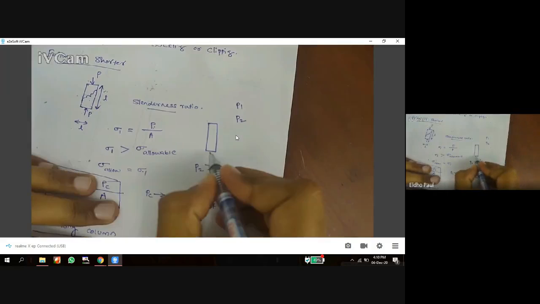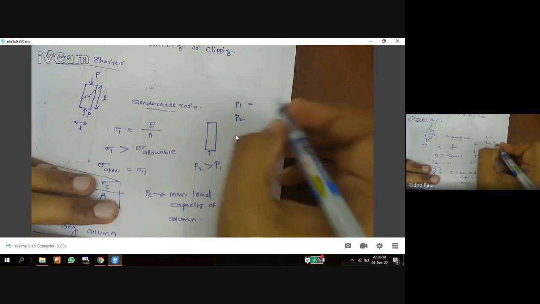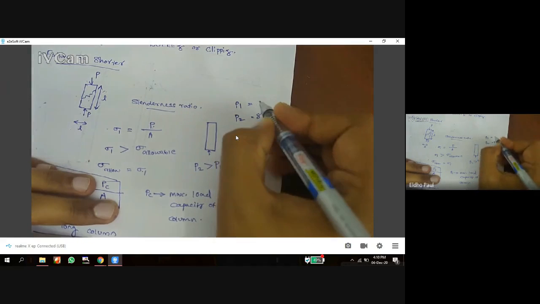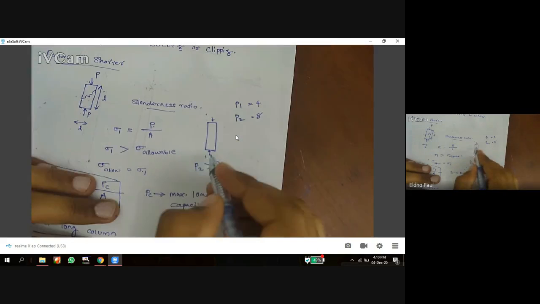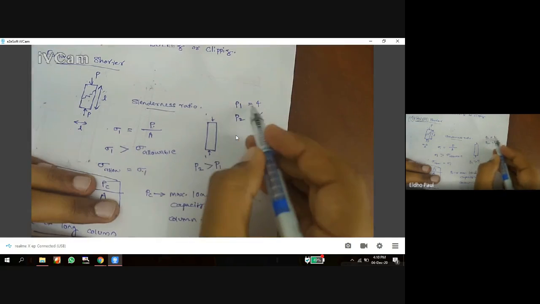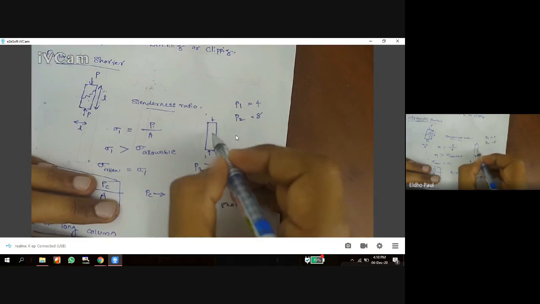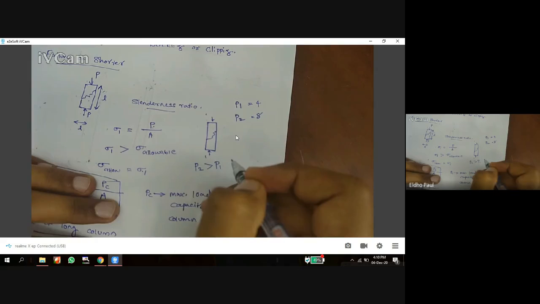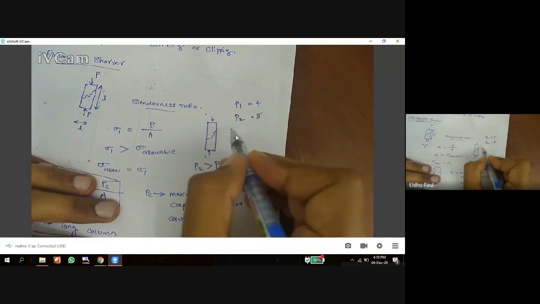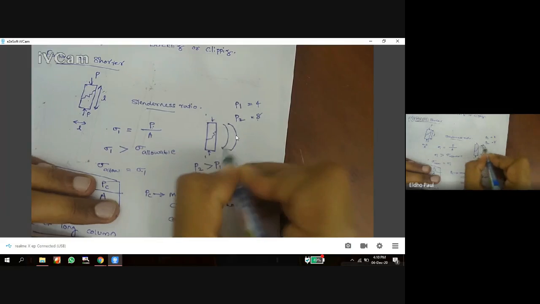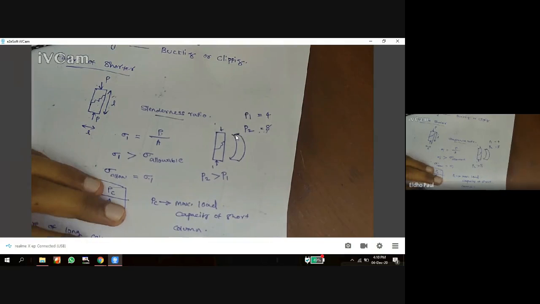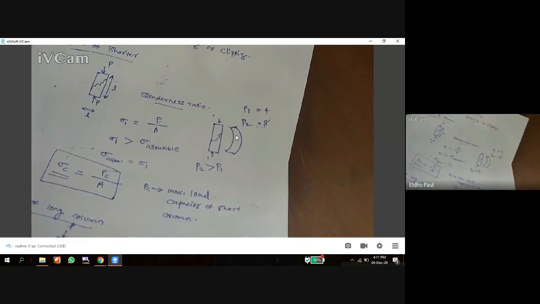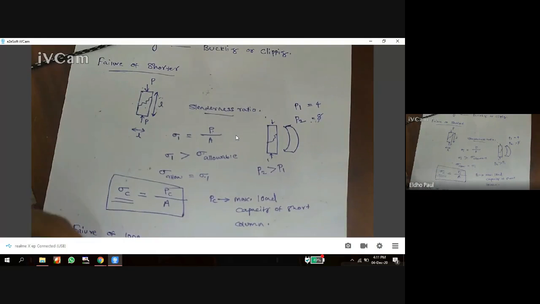For example, in this column, this is equal to 8 and this is equal to 4. I increase the load from 1, 2, 3, 4. When load reaches 4, what happened? It starts to crush. Already failed. But when I apply 8, only then it starts to buckle. So there is no possibility of buckling failure of a short column. So in case of a short column, the buckling load is higher than the crushing load. Okay. Any doubt?